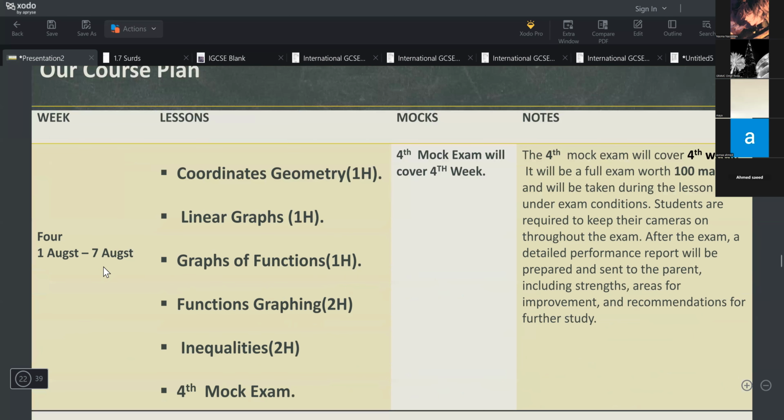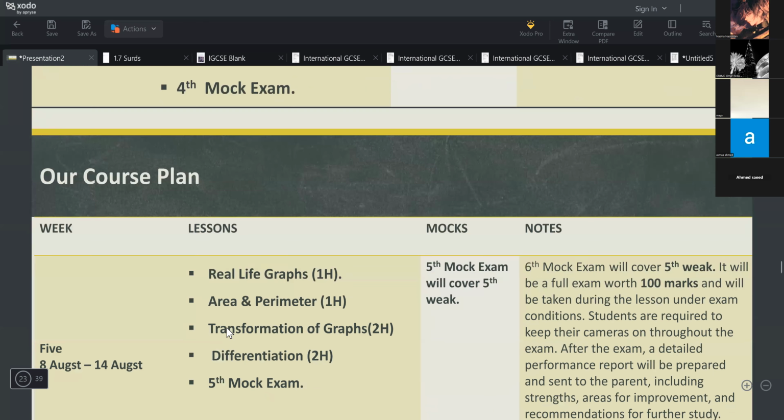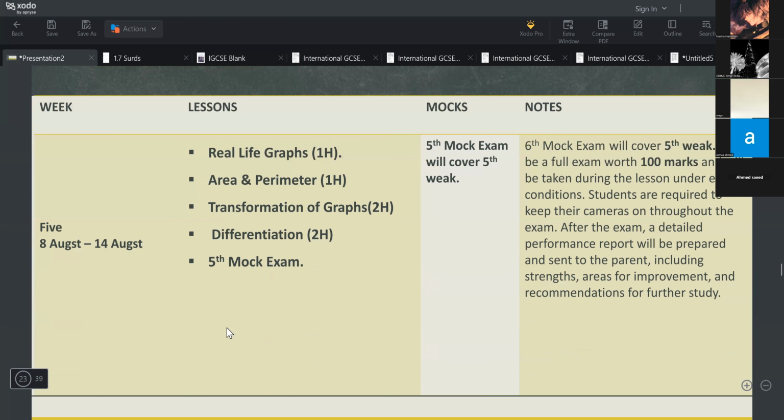From 1st of August to 7 August: coordinate geometry, linear graphs, and graphs of functions for unit 1 each. Functions, graphing, and inequalities for unit 2 each. And our fourth mock exam. Fifth week, real life graphs. And here we have already finished algebra and graphs, the first unit, algebra and graphs.